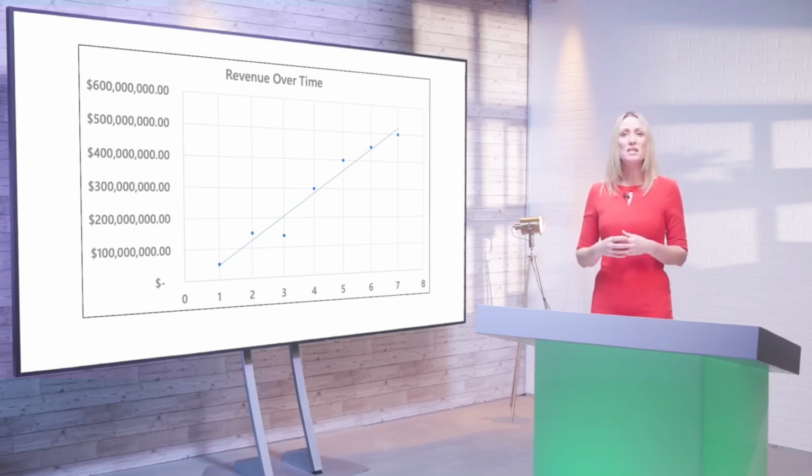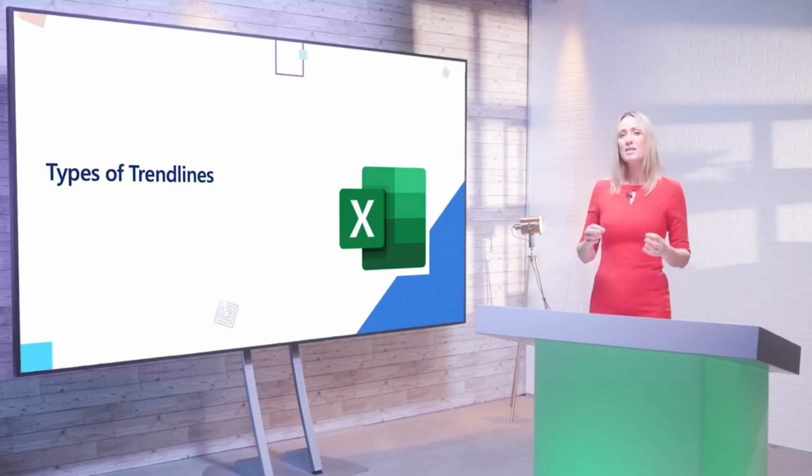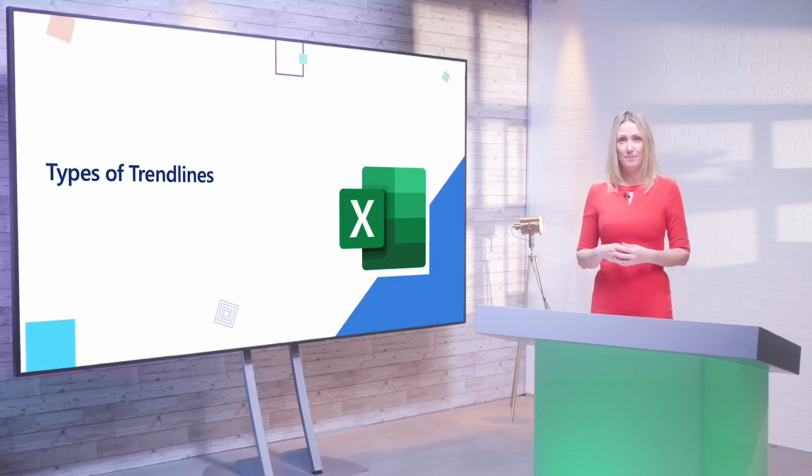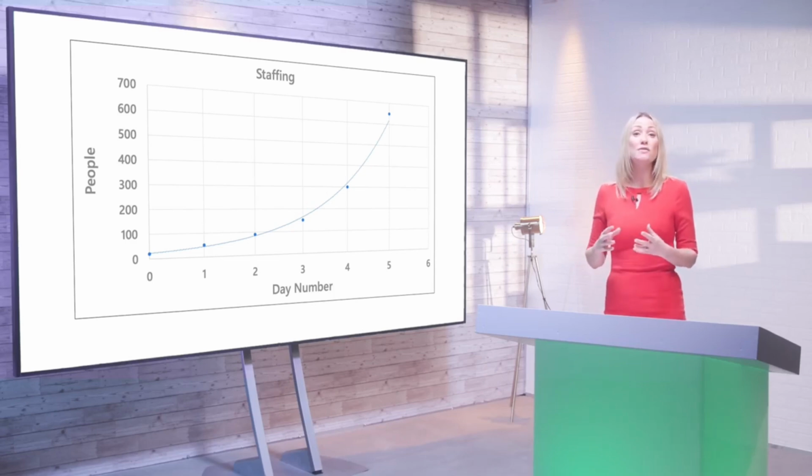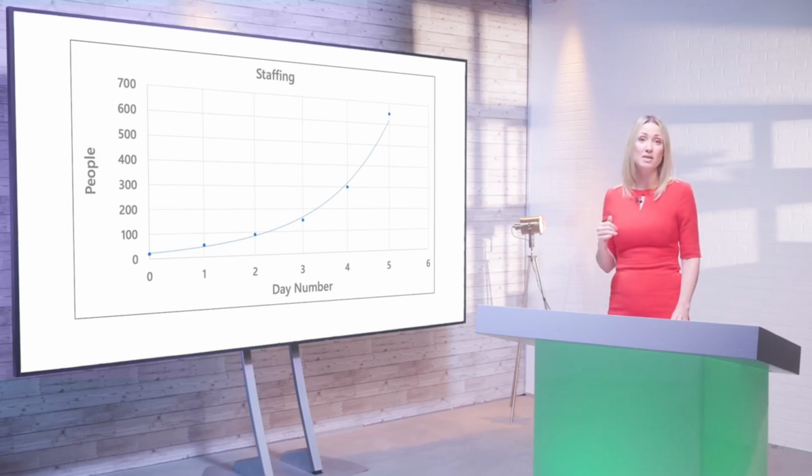It answers questions like, are our sales going up or down? Or how are the averages looking in comparison to the results each month? There are several different types of trend lines to choose from. Let's look at a couple of examples. Here is an example of an exponential trend line. This type of trend line is curved to show data rising or falling at constant rates.